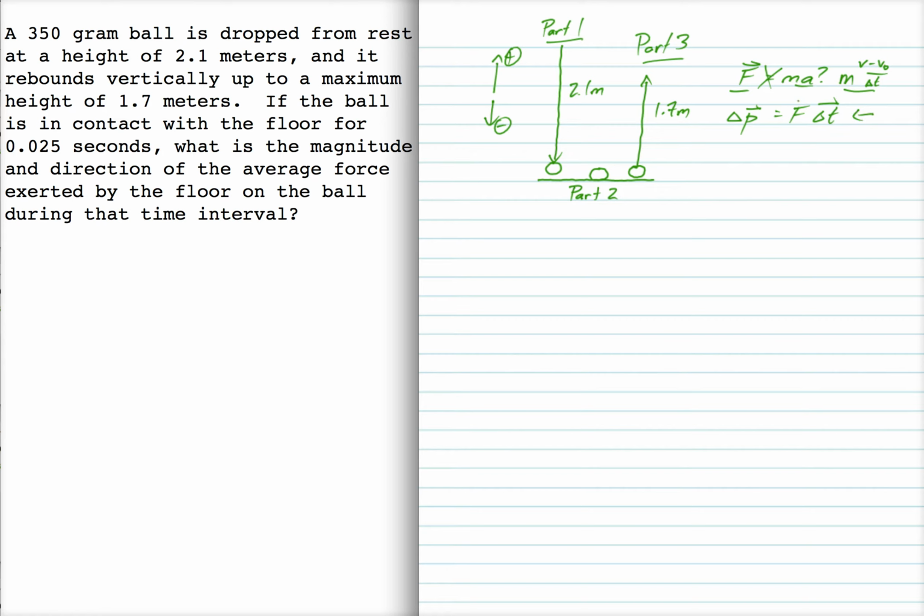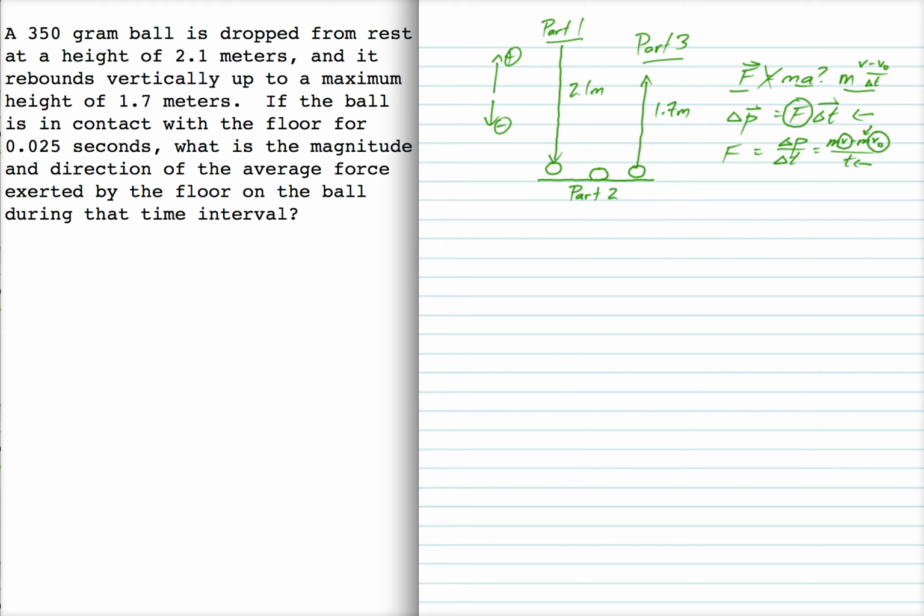So let's just solve for this average force. We'll say that the average force is equal to the change in momentum over the change in time. So that's mv minus mv naught over t. We've got t, we've got m. What we need is the initial velocity, the instant before it hits the floor, and the final velocity, the instant it leaves the floor.